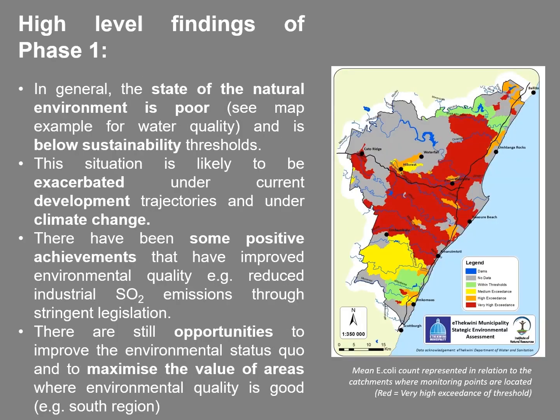Generally, the state of the natural environment is poor and is below sustainability thresholds. This situation is likely to be exacerbated under current development trajectories and under climate change. There have been some positive achievements that have improved environmental quality, such as reduced industrial sulfur oxide emissions through stringent legislation. There are still opportunities to improve the environmental status quo and to maximize the value of the areas where environmental quality is good, especially in the South region.